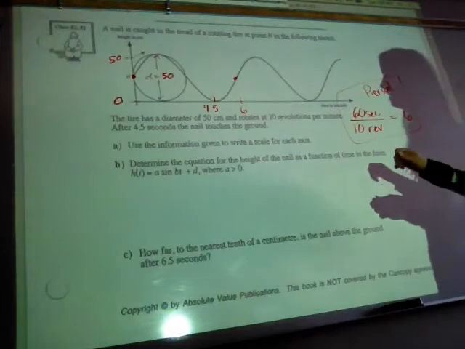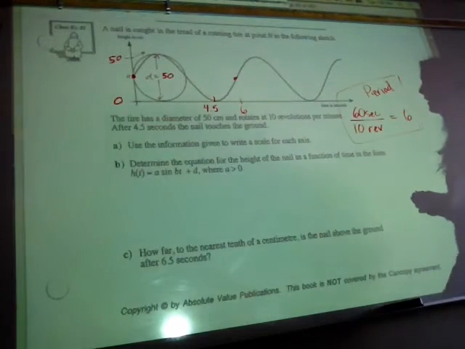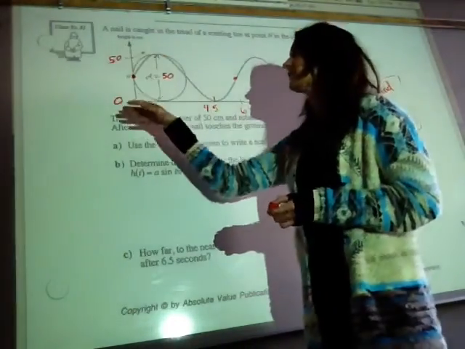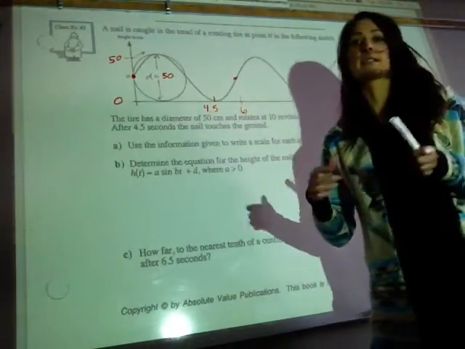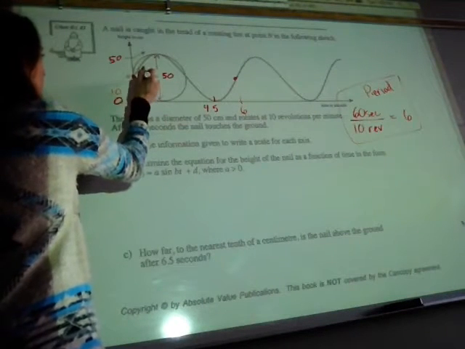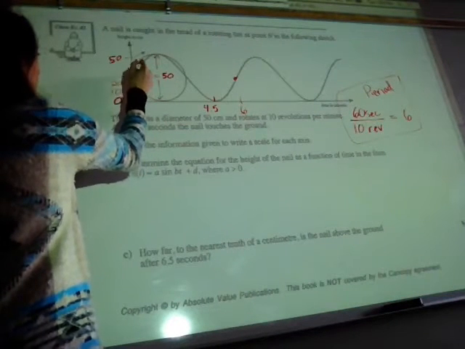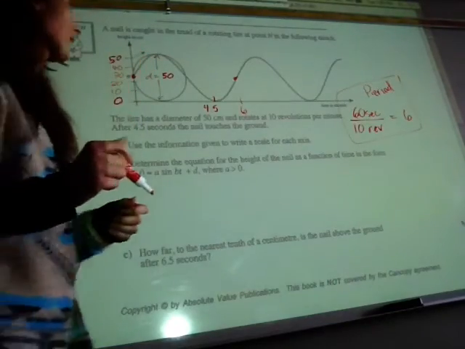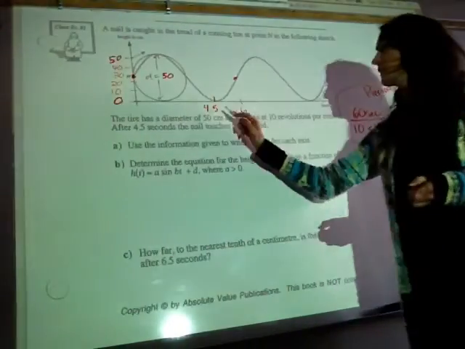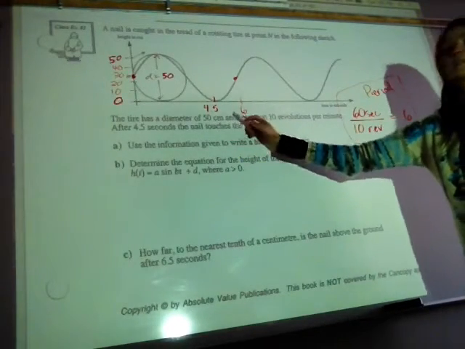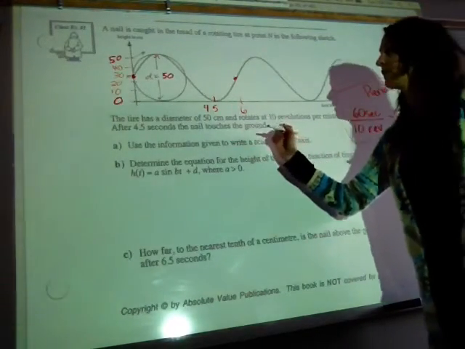Alright, so using the information, we have to write an appropriate scale. Now on the y-axis, we figured out our max is 50, our min is 0. We could scale up by 10. Okay, and the difference between 4.5 and 6 is 1.5, so maybe a good scale on the x-axis would be 1.5.